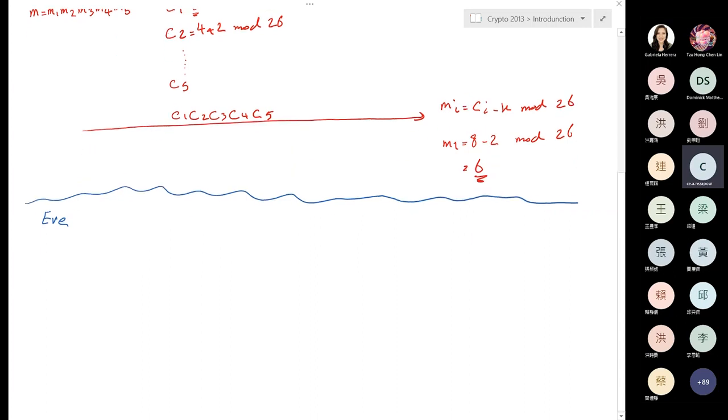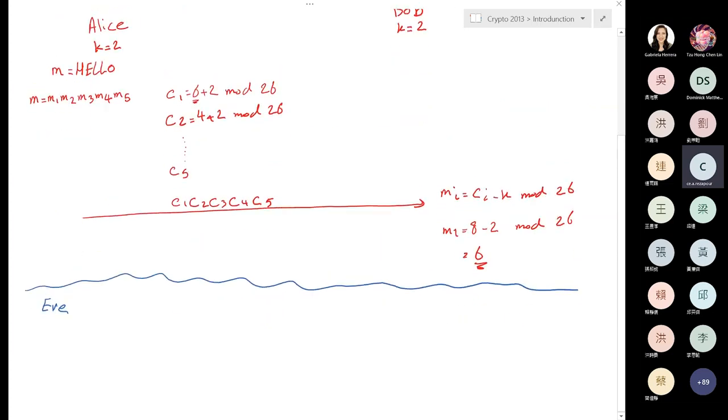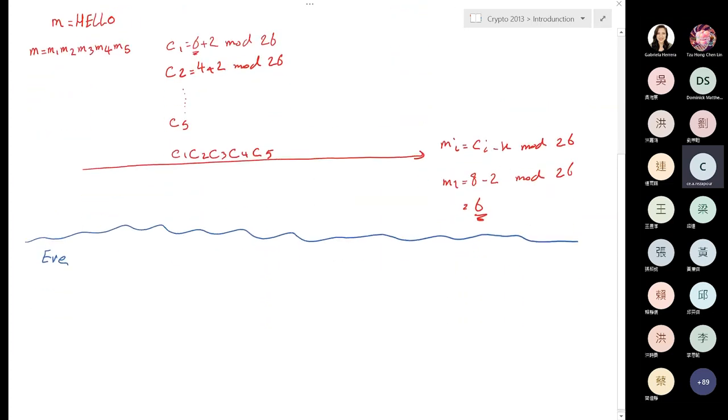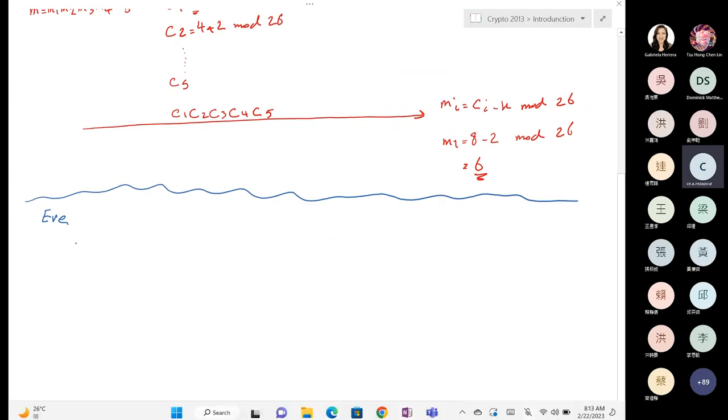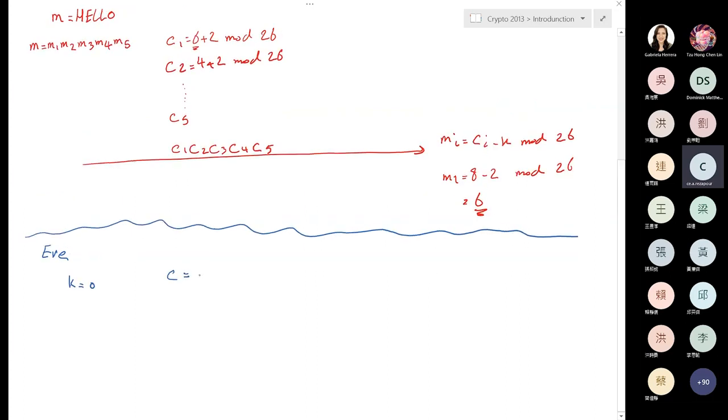The very first thing that Eve could do would be to go through all possible keys. Eve says, well, I know the encryption and decryption system. The only thing that I don't know is the key. So Eve would start to try different keys, right? Eve would start with key equals 0. He has observed that the ciphertext C, the first one is 8, and then 6, and so on and so forth.